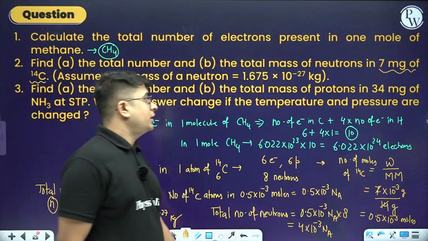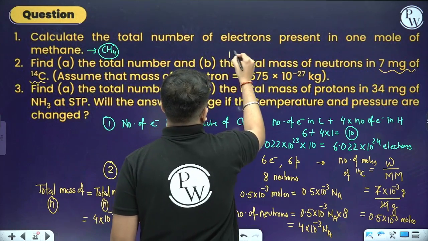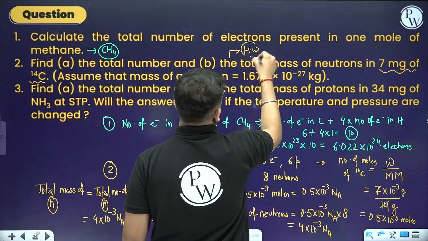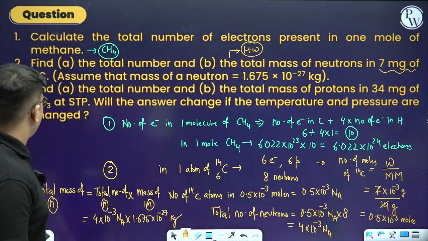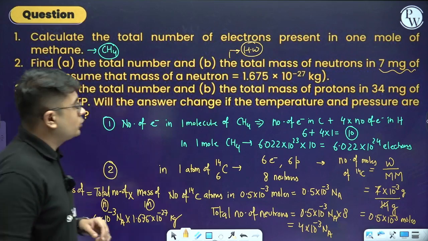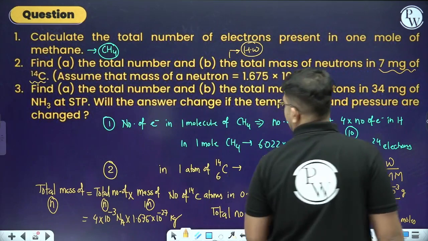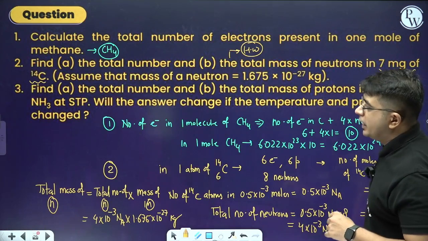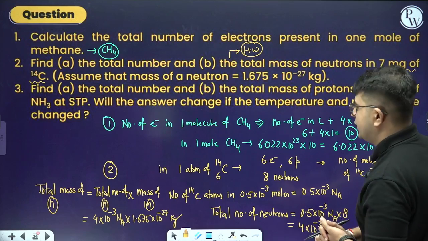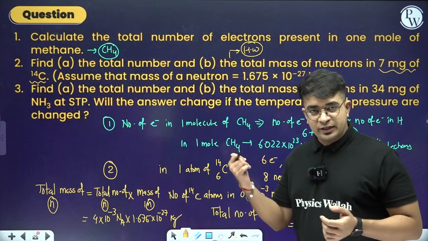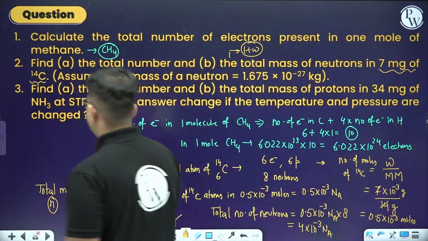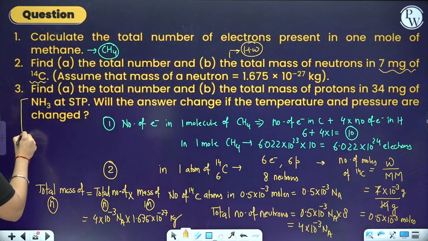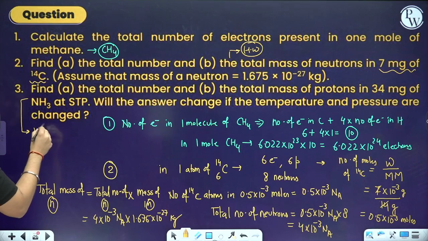Just solve the question and let me know the final answer. So this will be your homework. Just solve this question by yourself. Okay. Find the total number and the total mass of protons in 34 mg of NH3 at STP. Okay. And will the answer change if the temperature and pressure are changed? Okay, so it's a very interesting question. First part I am giving you as a homework, which is similar to the previous part. So this is your homework.